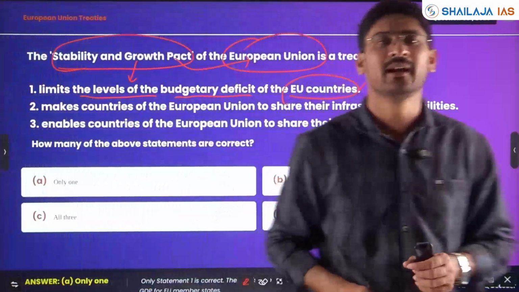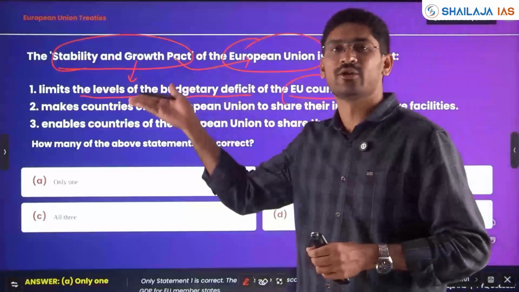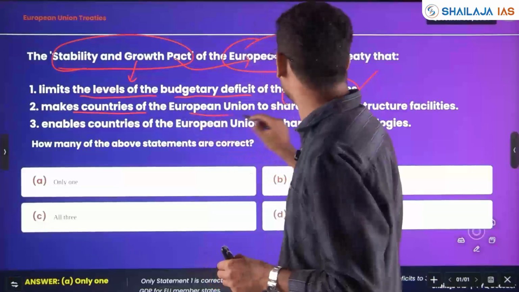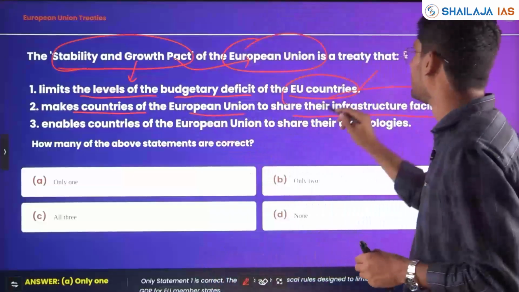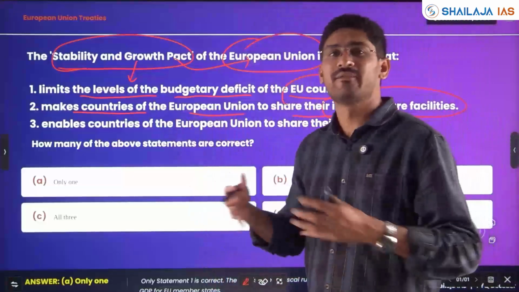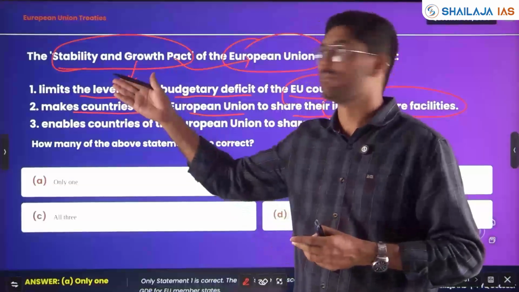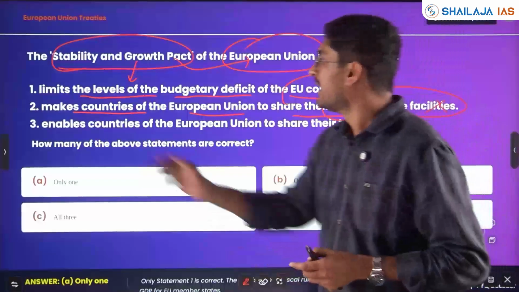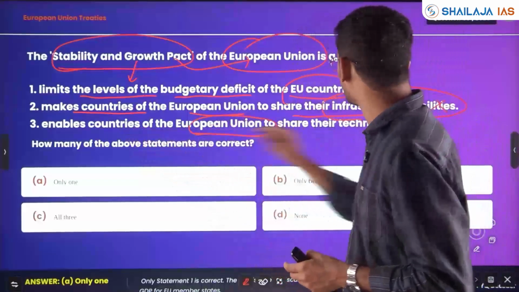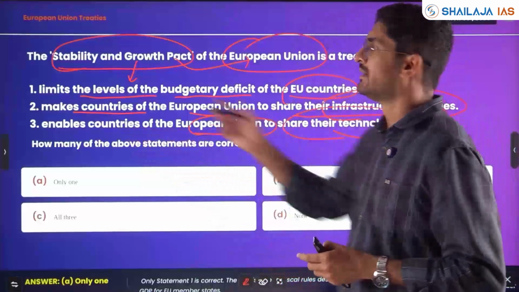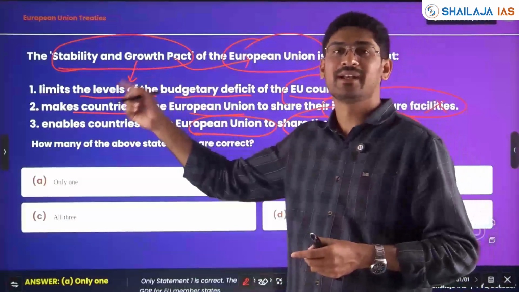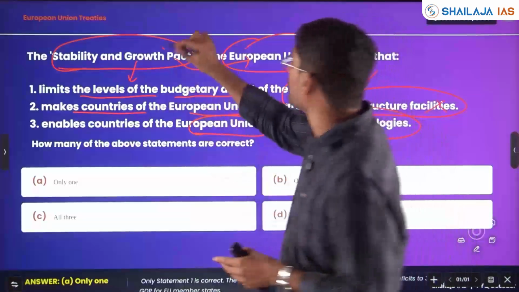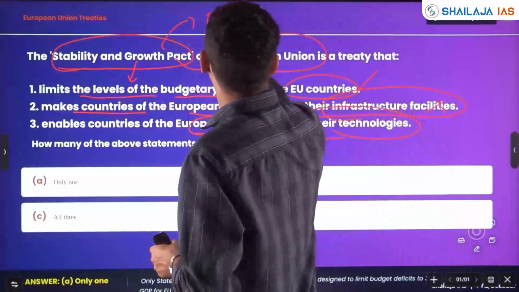So, does it limit the level of fiscal and budget deficit of the countries? Yes, right. It is speaking about stability, growth, fiscal responsibility. Makes countries of the EU share their infrastructure? Are they speaking about any infrastructural sharing? No, the Stability and Growth Pact will not make sense with this statement. Enables countries of the European Union to share their technologies? Is that the pact?